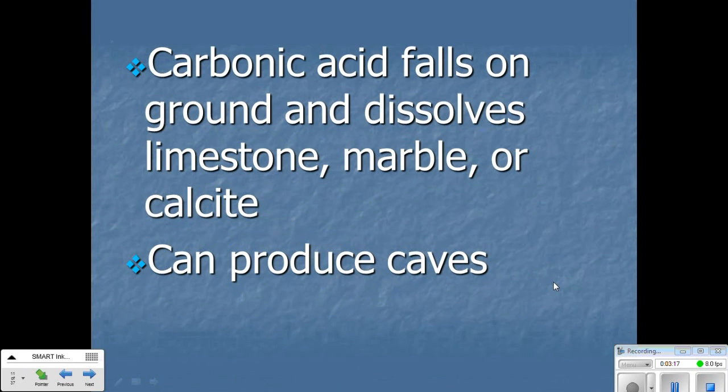And then when that acid falls on things like limestone, if you think about what we did in the mineral lab, I put the hydrochloric acid on that little bit of calcite and it sizzled and ate away a little bit of the calcite. It's the same thing here, except that's carbonic acid.